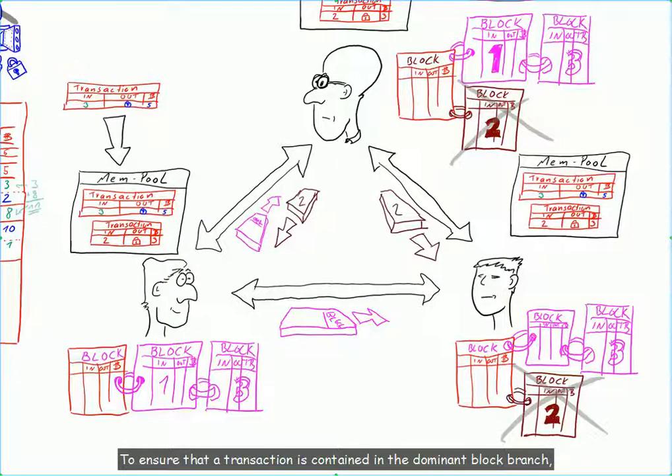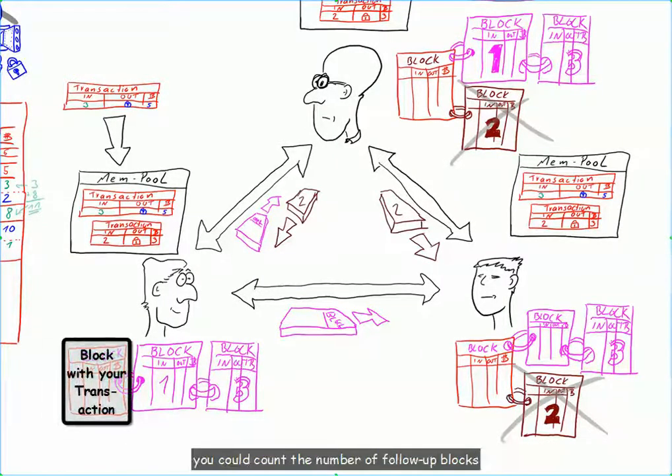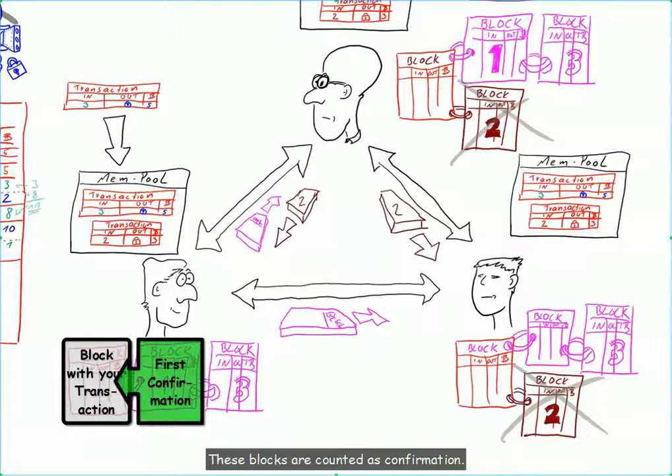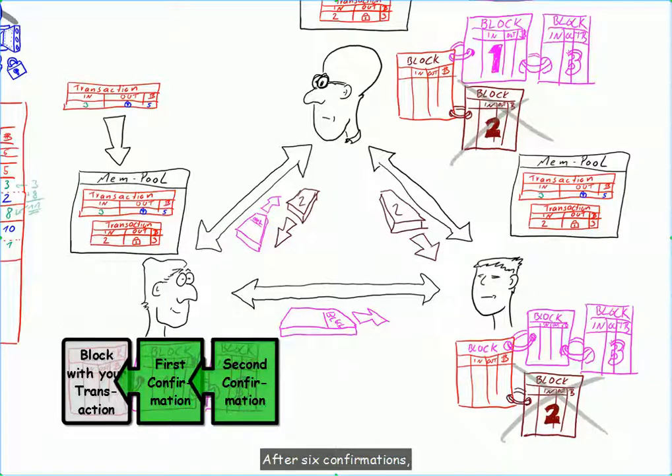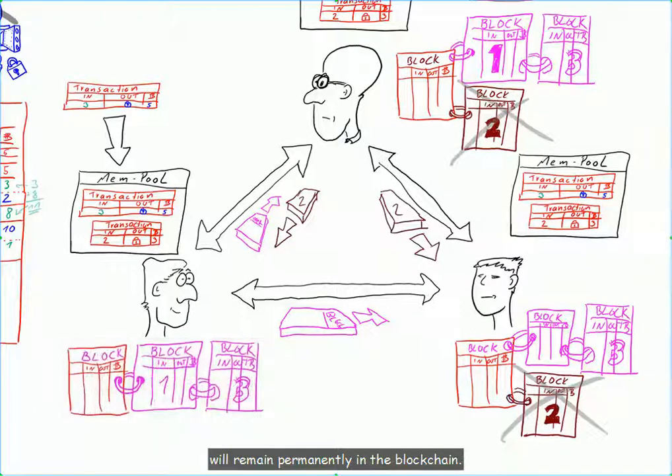To ensure that a transaction is contained in the dominant block branch, you could count the number of follow-up blocks created after the block containing your own transaction. These blocks are counted as confirmations. After 6 confirmations, it is assumed that the corresponding block will remain permanently in the blockchain.